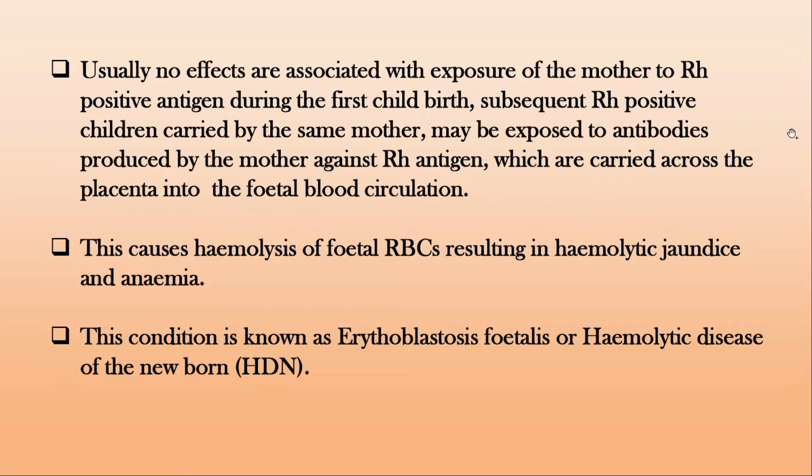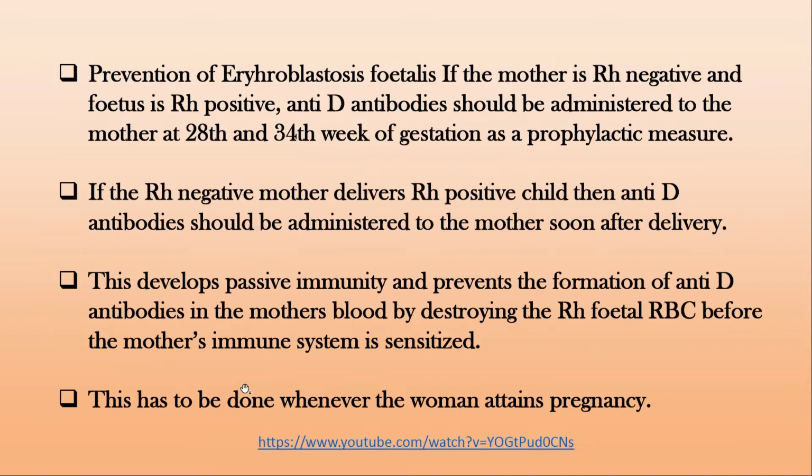But subsequent RH positive children carried by the same mother may be exposed to the antibodies produced by the mother against the RH antigen. And so there will be a problem, and agglutination will take place from the second child onwards. This causes hemolysis of the fetal RBCs, resulting in hemolytic jaundice or anemia, and this condition is called erythroblastosis fetalis or hemolytic disease of the newborn, HDN in short.